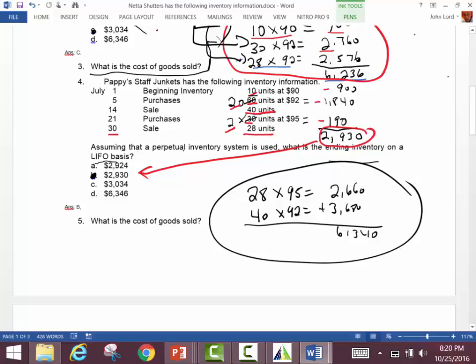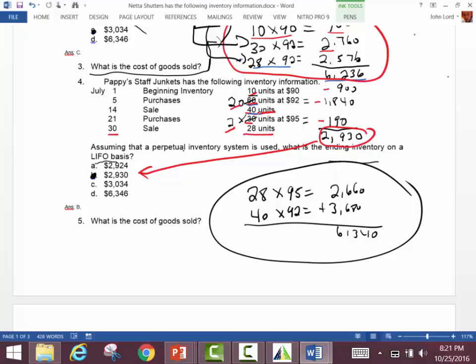Okay, they start out with 10, and then they bought 60 more, and then they sold 40, didn't they? Now, at the point that they sell, if you're using a perpetual inventory system, you have to debit cost of goods sold and credit inventory after each purchase and sale, don't you? So even though they bought some stuff after this sale, they have to update the inventory record, so they grab those $92 ones, because that's using LIFO. That was the last that came in.